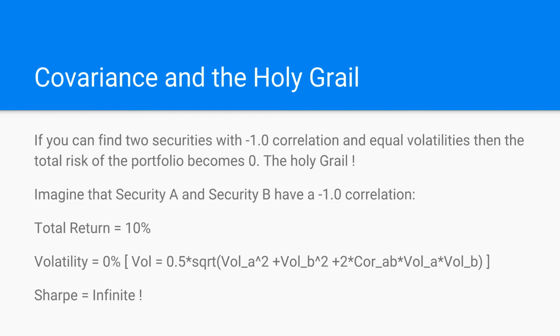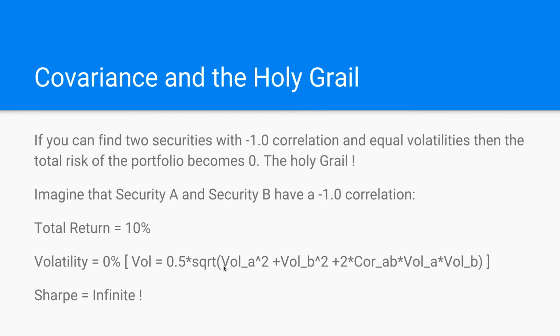It's just like that. I'm not making this up. It's just parts of mathematics. The reason is, imagine in this case security A and security B have that perfect negative correlation. Then the total return will be 10, but if you compute the volatility, it will be 0. And that's the Holy Grail. That portfolio will have no volatility, no risk whatsoever.